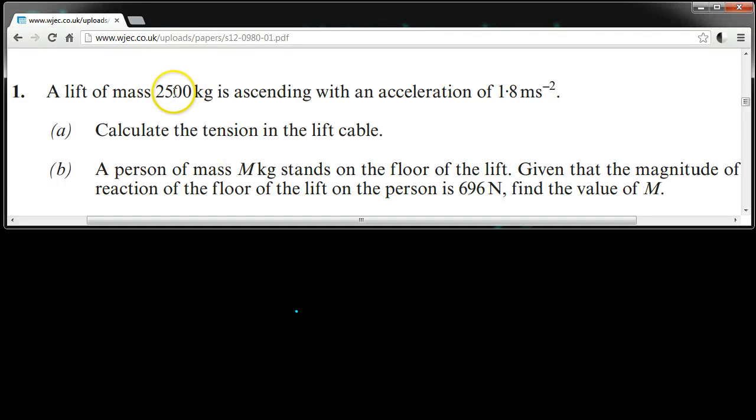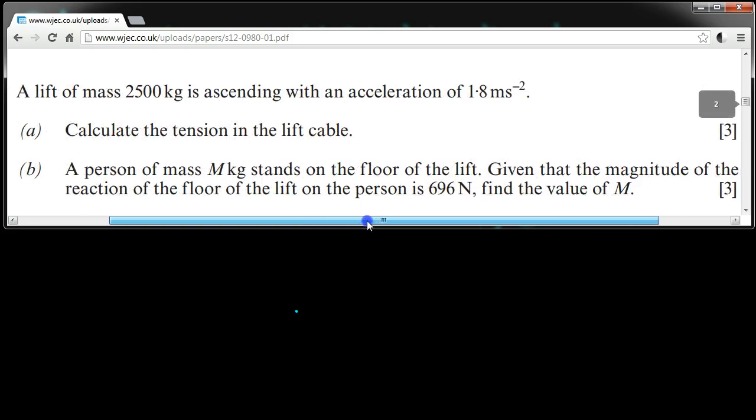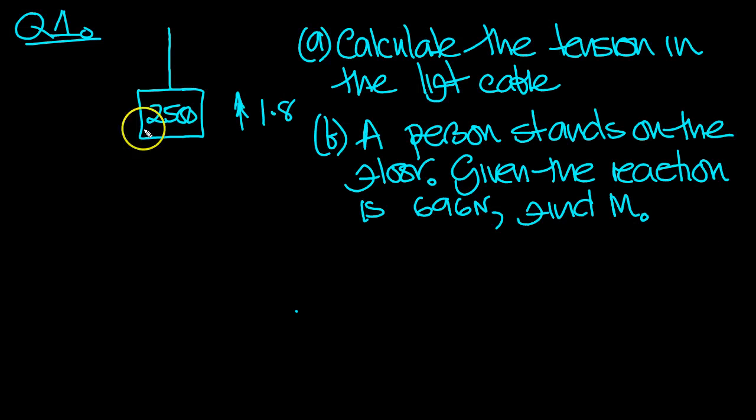A lift of mass 2,500 kilograms is ascending with an acceleration of 1.8 meters per second squared. Calculate the tension in the lift cable. A person of mass m kilograms stands on the floor of the lift. Given that the magnitude of the reaction of the floor of the lift on the person is 696 newtons, find the value of m. So that's the question, and I've got the picture here and the question summarized here.